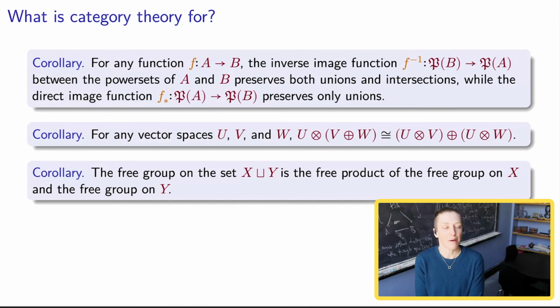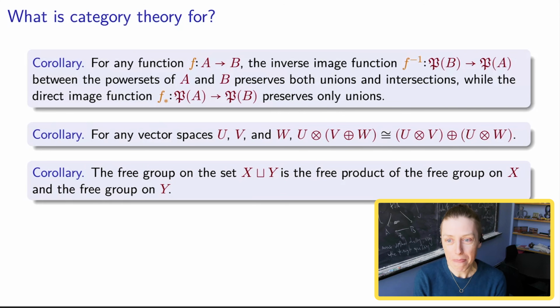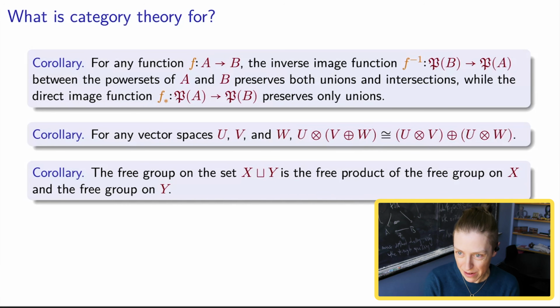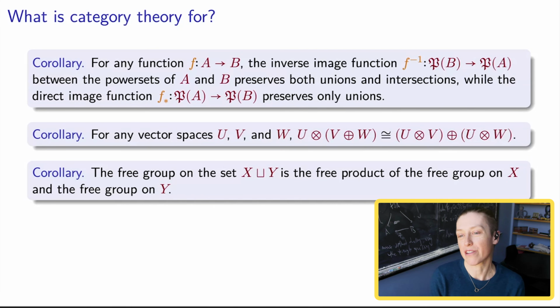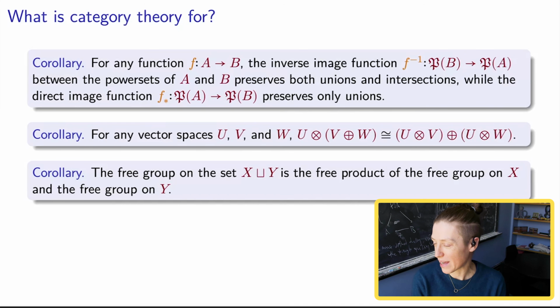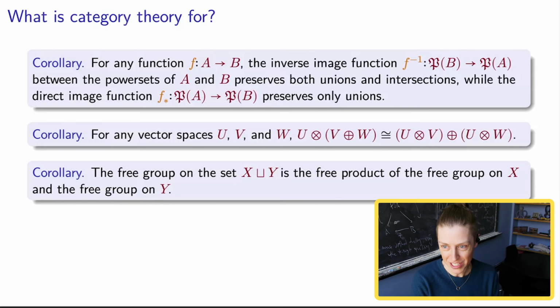The first result says that if I have a function between sets, so f is a function from A to B, then I can think about the inverse image function. That's something that operates on the power sets, the set of all subsets of B and A. So the inverse image takes a subset of B to a subset of A, and this operation preserves both unions and intersections. If I have two subsets of B and I take their union and then take the inverse image, it's the same as first taking the inverse images and then taking the union, and similarly for intersections. So that's a fact about inverse images.